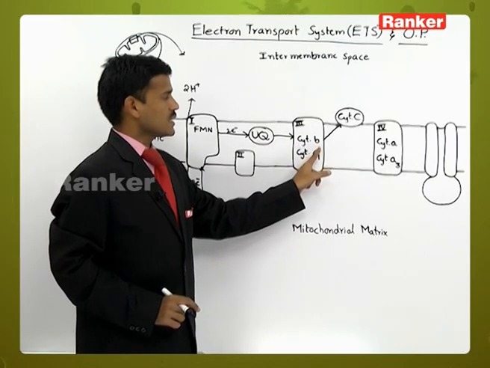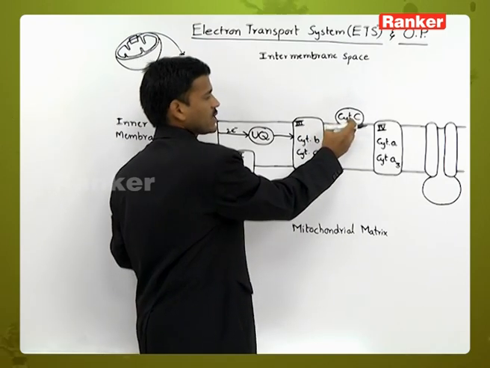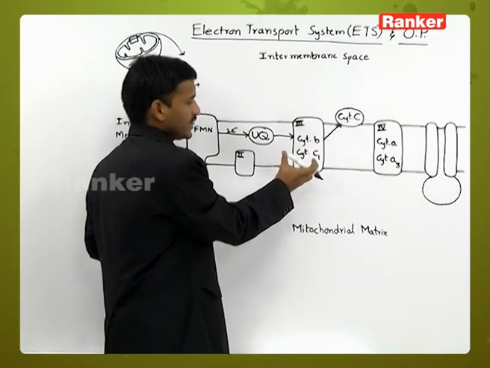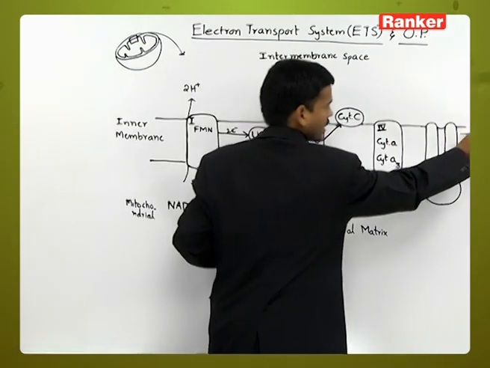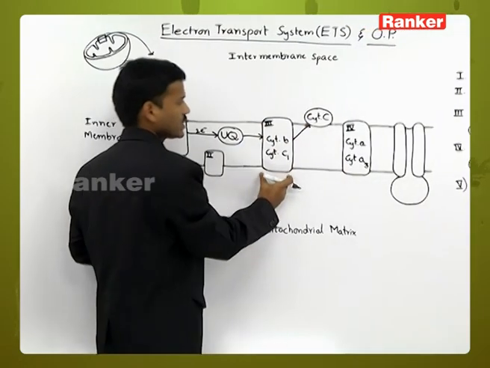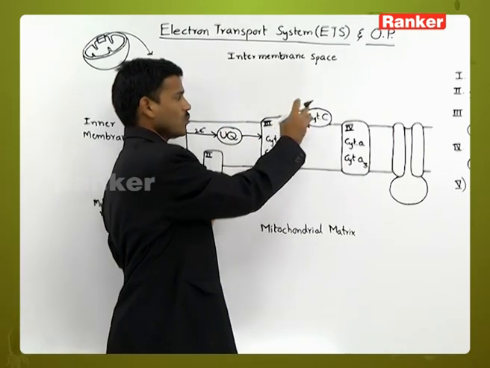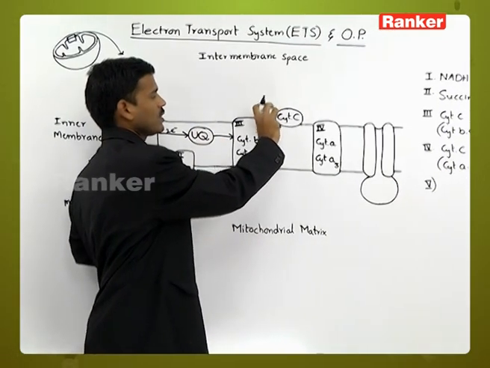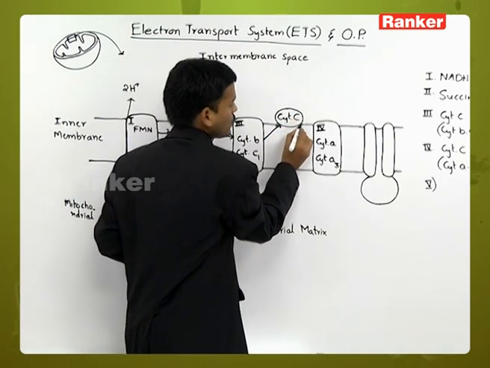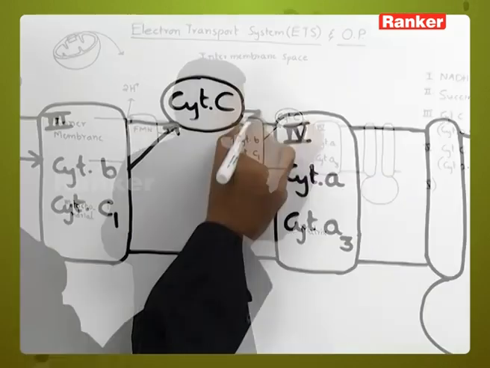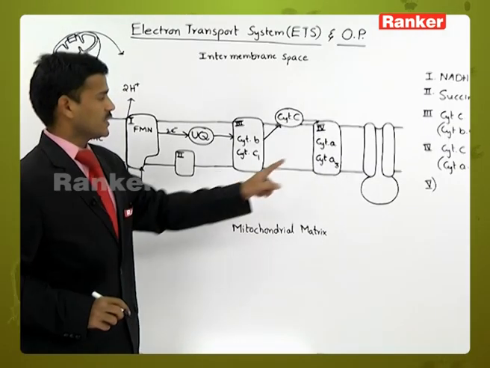Here the complex is oxidized and cytochrome C is reduced. After receiving the electrons, the cytochrome C is reduced. It is involved in the reduction of cytochrome C, and that's why it is named cytochrome C reductase. Next, cytochrome C can move on the inner membrane towards the intermembrane space. Cytochrome C gives electrons to the fourth complex, the cytochrome A3 complex.